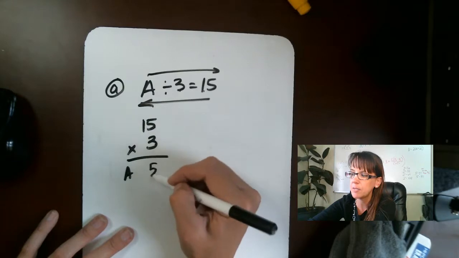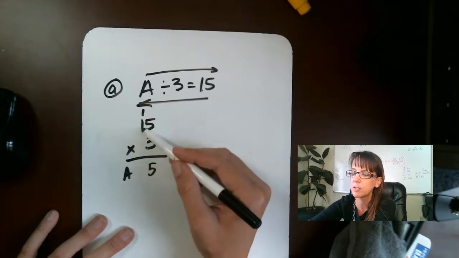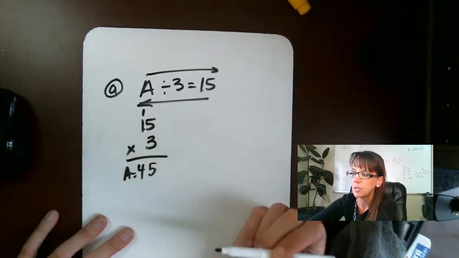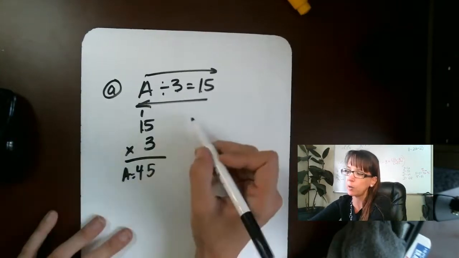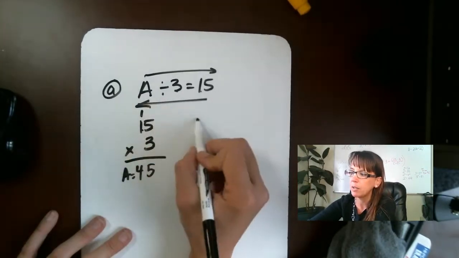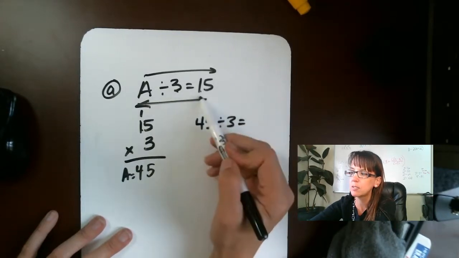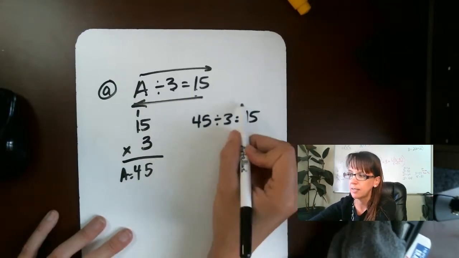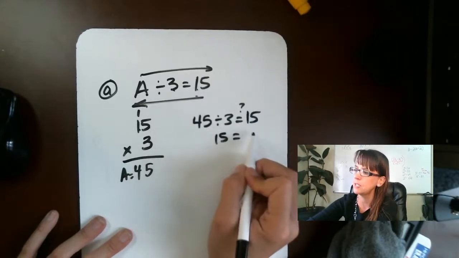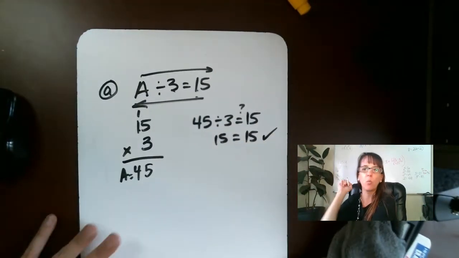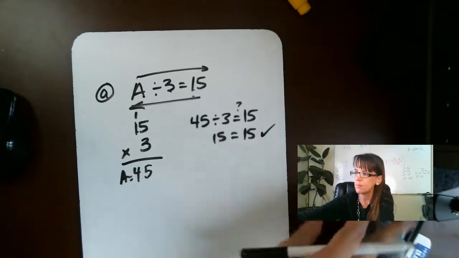5 times 3 is 15, carry the 1. 3 times 1 is 3, plus 1 more is 5. So A equals 45. Let's double check our work. So instead of A, we're going to plug in 45 divided by 3 equals 15. And is that true? Sure is. 15 equals 15. Check. We did it. Excellent. Let's try another one.